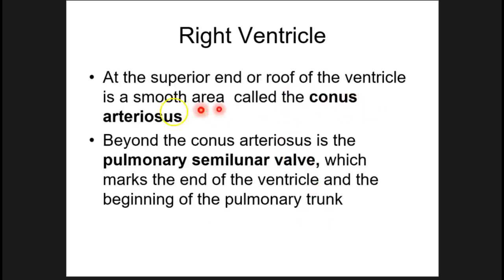And there's that conus arteriosus I was talking about before. So the roof of the ventricle, especially the right ventricle, that leads to that semilunar valve. That's the conus arteriosus. And we should be able to find that to a degree in our sheep hearts next week.